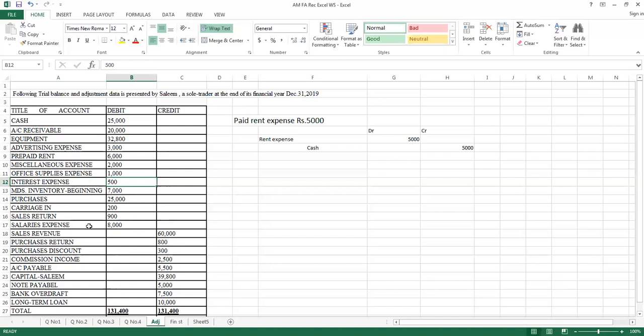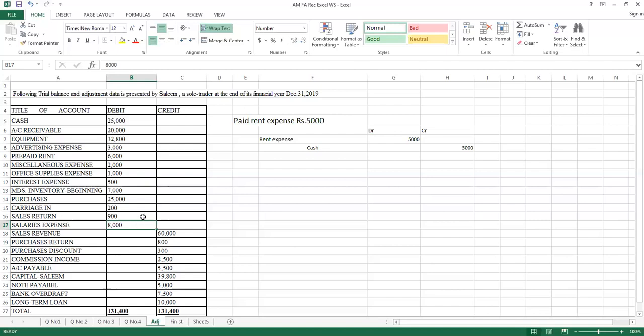Look, another example. Salaries expense is showing 8,000. But being the owner of the business, you are familiar that the total amount that you pay to your employees is not 8,000, it should be 10,000. So you can simply say that the 2,000 amount is still due and you didn't pay.